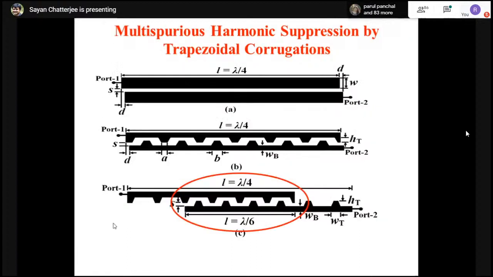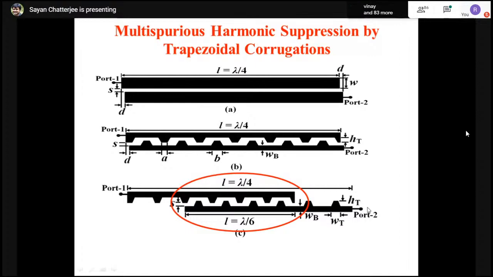So if your lambda by 4 exactly matches one by one, you will have 2F, 4F, so even numbers of transmission zeros. If you have 1, 2, 3, 4, 5, 6, so these 6 prolongations, among those six, if you match only four and leave these two, you will have lambda by six effects in that region. So ultimately you have 3F variations.